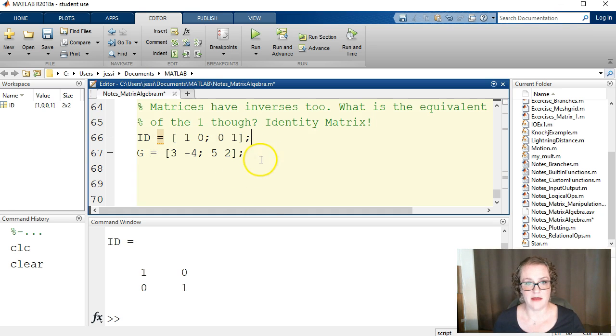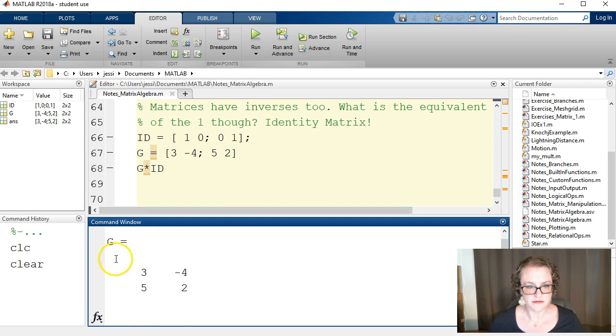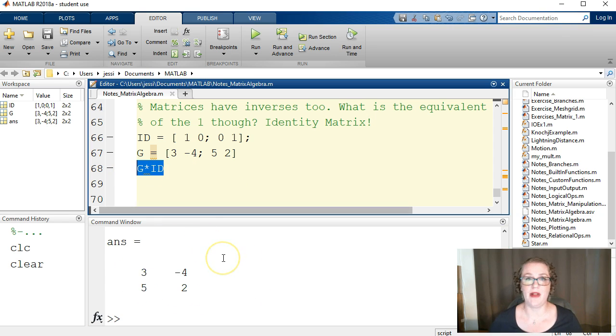If I have a matrix G, let's see what G times ID is. So run this section. G is 3, -4, 5, and 2. 3, -4, 5, and 2 is the result when I multiply by the identity matrix. That's important. That means that you can multiply by it without changing the value, just like 1 in scalar algebra. You can multiply both sides of an equation by 1, and it's still an equation.